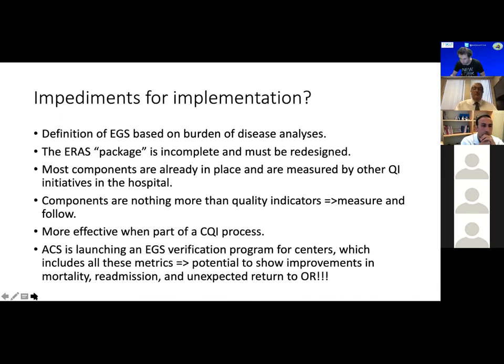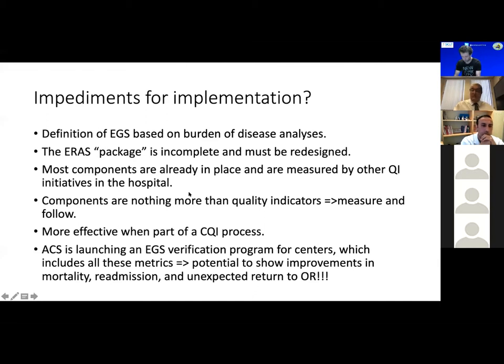So to answer the initial question, are there impediments for implementation in the United States? Really, there are no impediments. The problems are those that I just described. The definition of EGS based on the burden of disease is important, and we need to look at that 10 disease list and see if we can create a package that is appropriate for all of them, not just for 3 or 4 of them. The package is incomplete as it stands, because just trying to adapt what we do in elective surgery to emergency surgery may not be the best strategy. And in my opinion, the package must be redesigned.